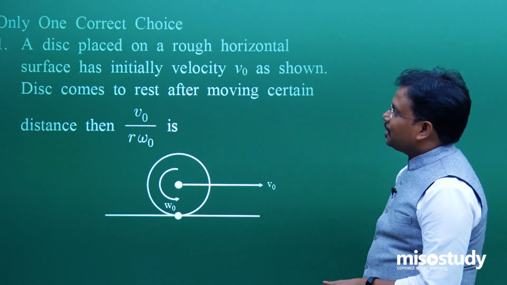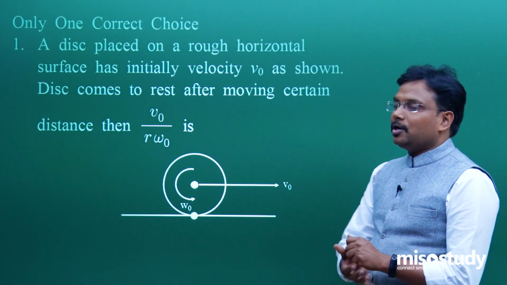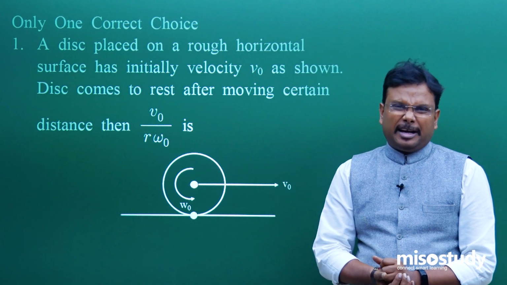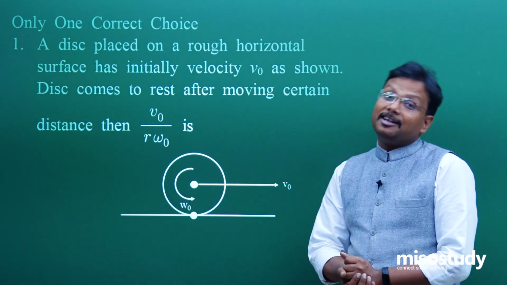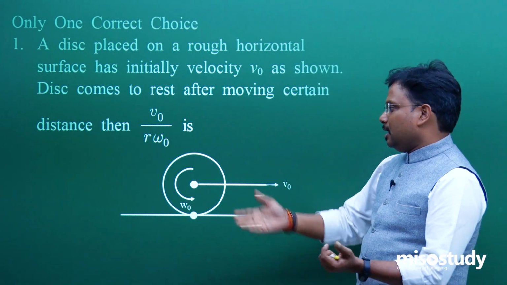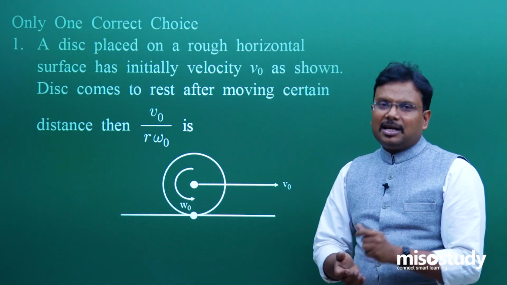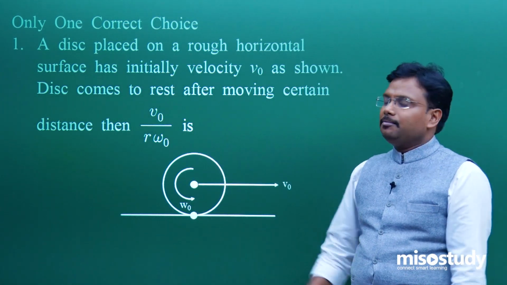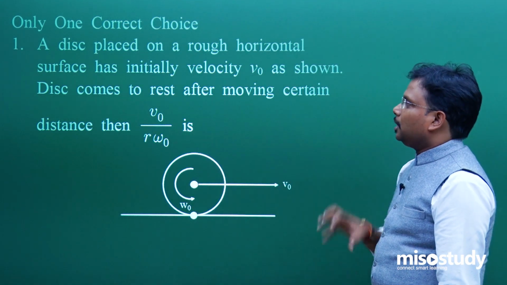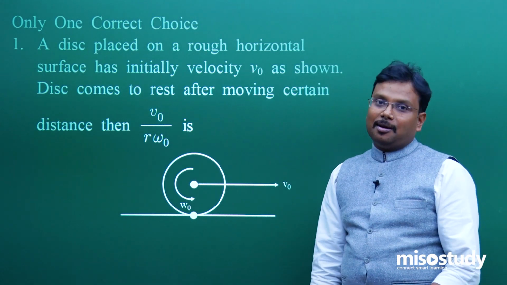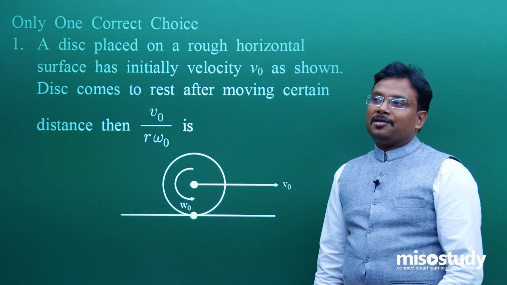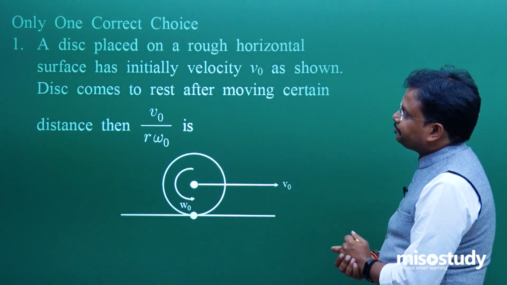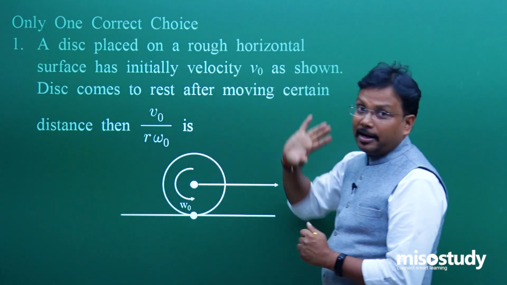The first question is from your topic rotational motion. This is considered as one of the difficult topics, while it is more practical and interesting. In this particular question and explanation, I will not devote a lot of time, but just give you the feel that rotational motion, rotation, center of mass, these topics are really important. What is the question? And that too only one correct choice.